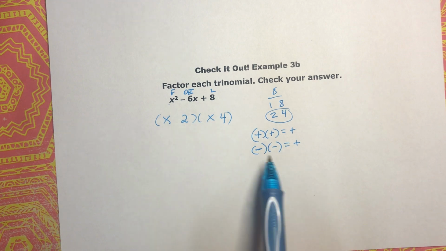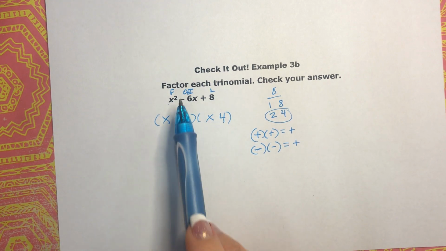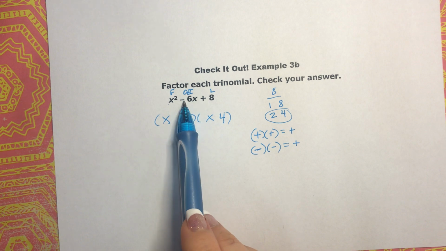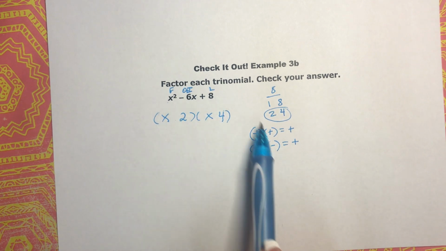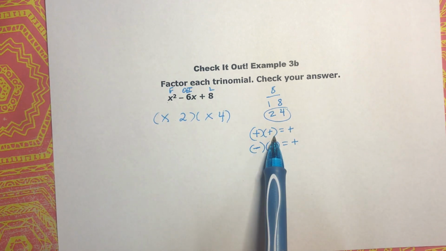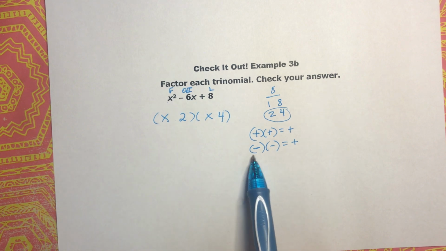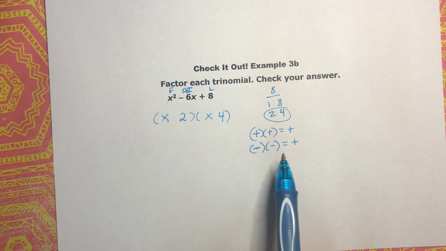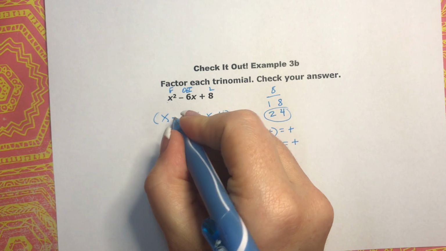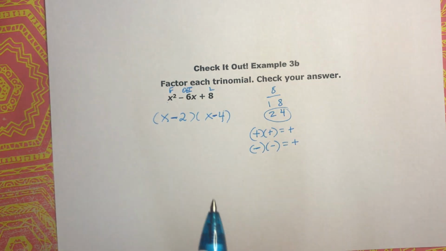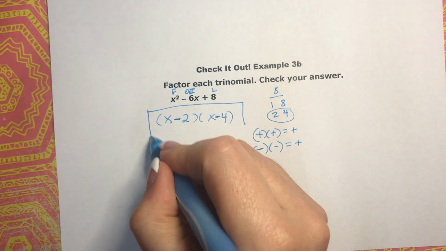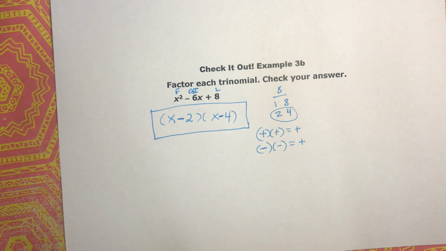So they're either both going to be positive or they're both going to be negative, but know that I have to add the outside and the inside to get a negative number. So I'm never going to be able to add two positive numbers together and get a negative number. The only way I'm able to get a negative number is adding two negative numbers. So that means that both of my signs are going to be negative. And there's my answer. So if you got that one right, awesome.